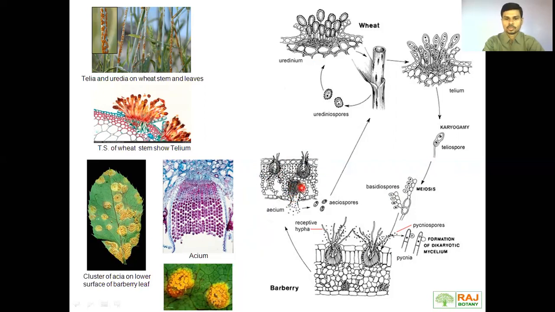Aecia is the plural, the singular is aecium. Here this is a figure of the aecium. This is the lower side of the barberry leaf. Here we can see the cluster of aecia on the lower surface of the barberry leaf. This is a more focused portion of the lower surface of the barberry leaf, and this is a microscopic view of a single aecium, and these are the aeciospores. After ejection from the barberry, the aeciospores again infect fresh wheat plants, and this disease cycle goes on.